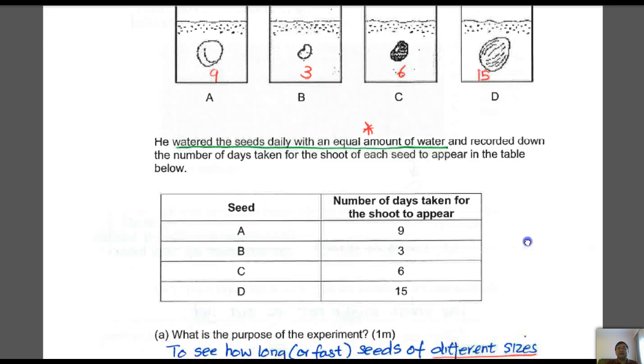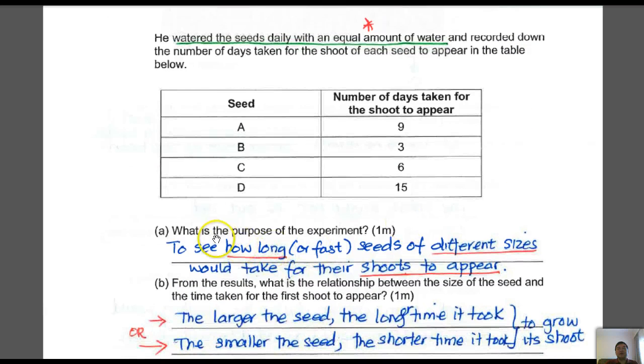Now let's take a look at the questions. What is the purpose of the experiment? This is the one: to see how long it takes, or how fast seeds of different sizes would take for the shoots to appear. Very simple. The relationship is the time for the shoot to appear from different seeds.